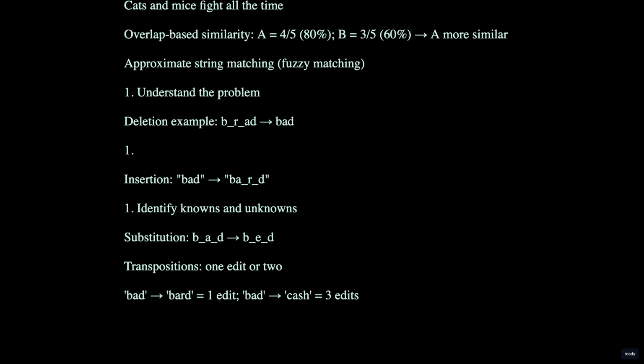This illustrates edit distance as a similarity measure. Converting bad to bar requires 1 edit, but converting bad to cache requires 3, so bad is considered closer to bar.